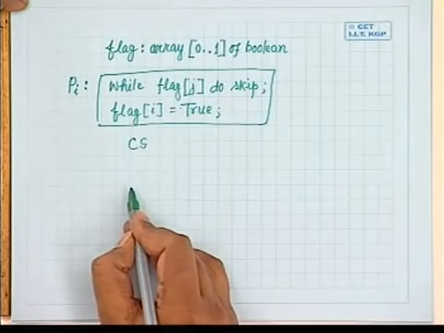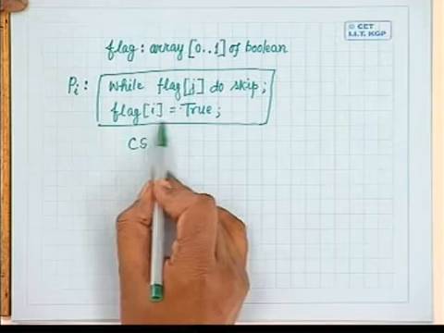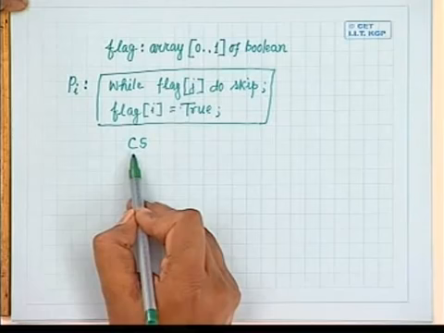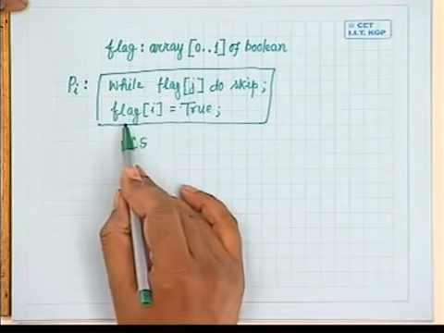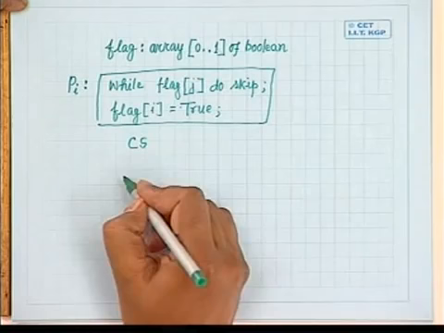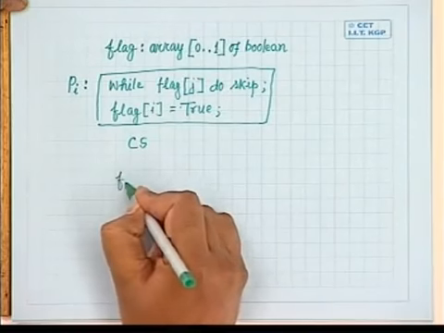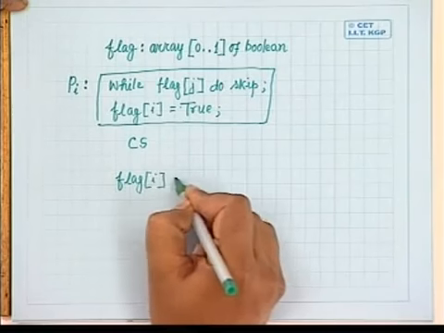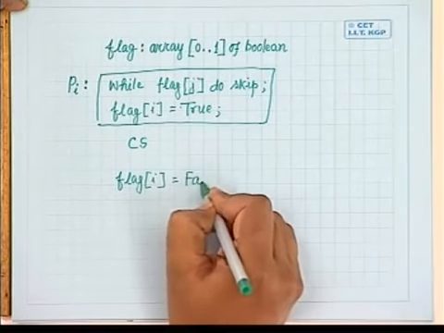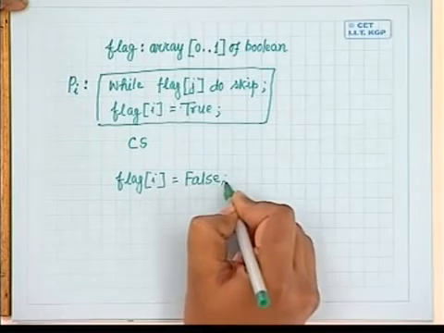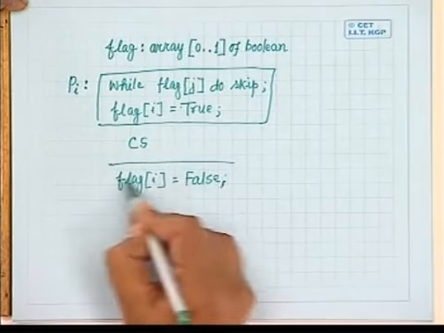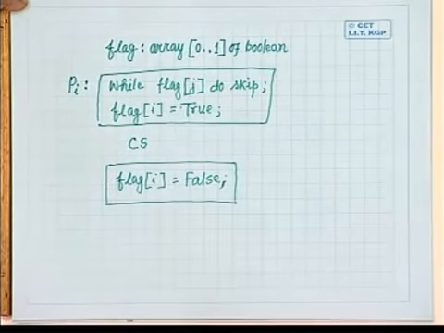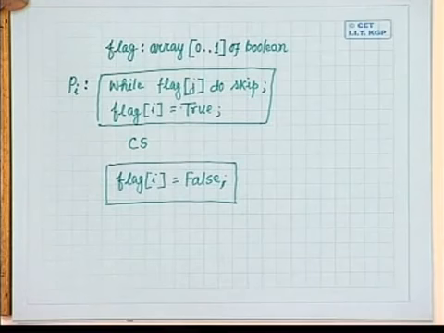Similarly, in the exit section, process Pi has set flag i equal to true, indicating that process Pi is now executing in the critical section. While coming out, it should set flag i equal to false. So in the exit section, we have flag i equal to false. So this is the second simple solution that can come to mind, right?